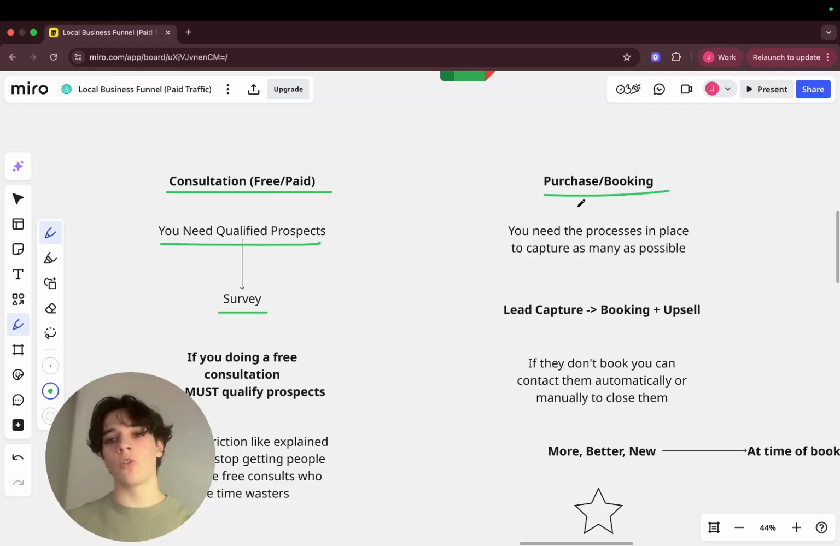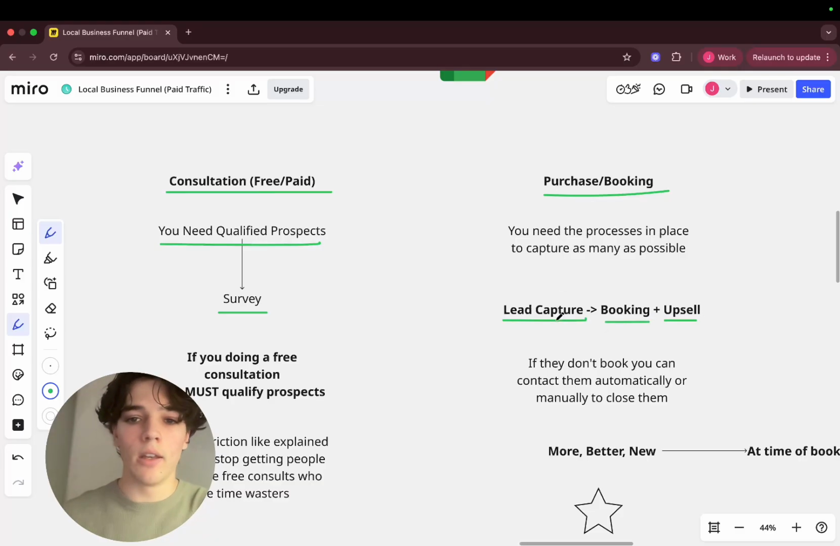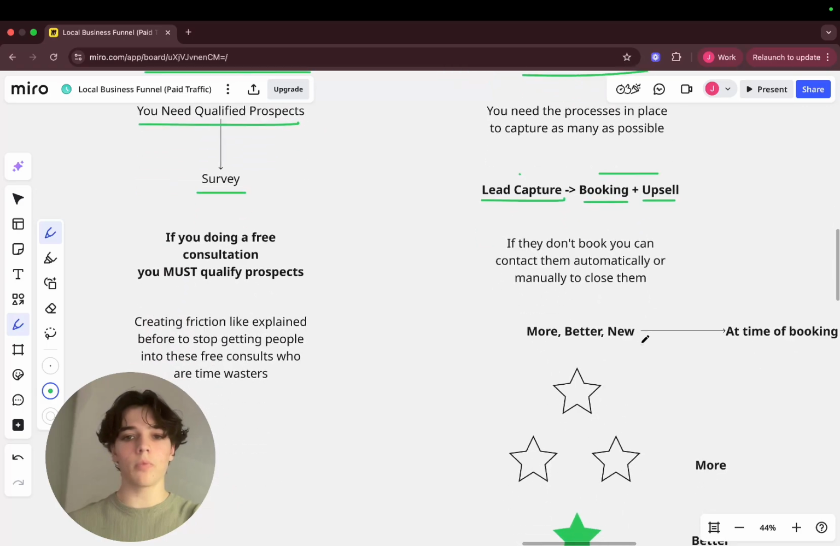And if it's a purchase or a booking, you need to put the processes in place to capture as many as possible. For example, lead capture, booking, and then you could do an upsell. And lead capture could be first. That way, if they do this and then they don't do this, you can follow up afterwards because you still know that they're qualified if you qualified them before. And if they are qualified and they filled this out, you can go ahead and book them in later on if they don't take this step on the landing page.